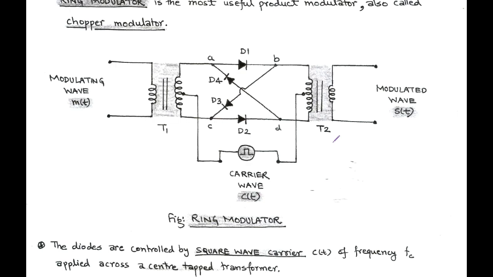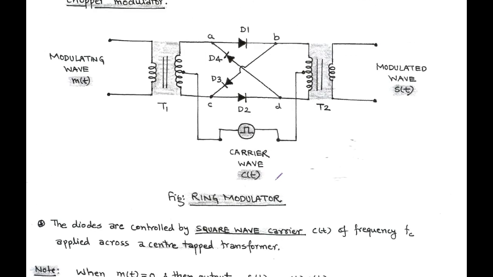The input of the ring modulator is message signal m(t) and carrier wave c(t). Here all the 4 diodes are controlled by a carrier wave. The carrier wave is a square wave type. The frequency of the carrier wave is fc and it is applied across the center tap transformer. So we can say that the diodes are controlled by a carrier frequency of the square wave.